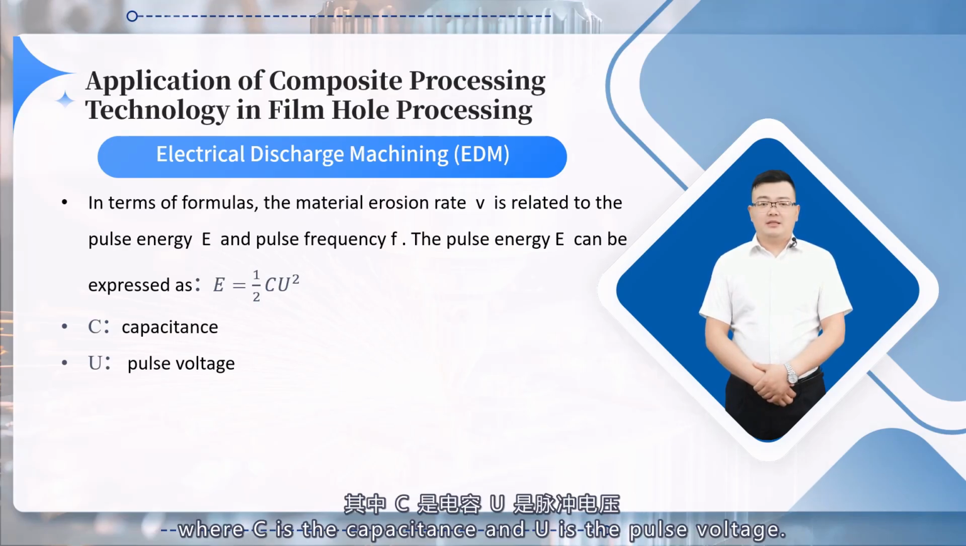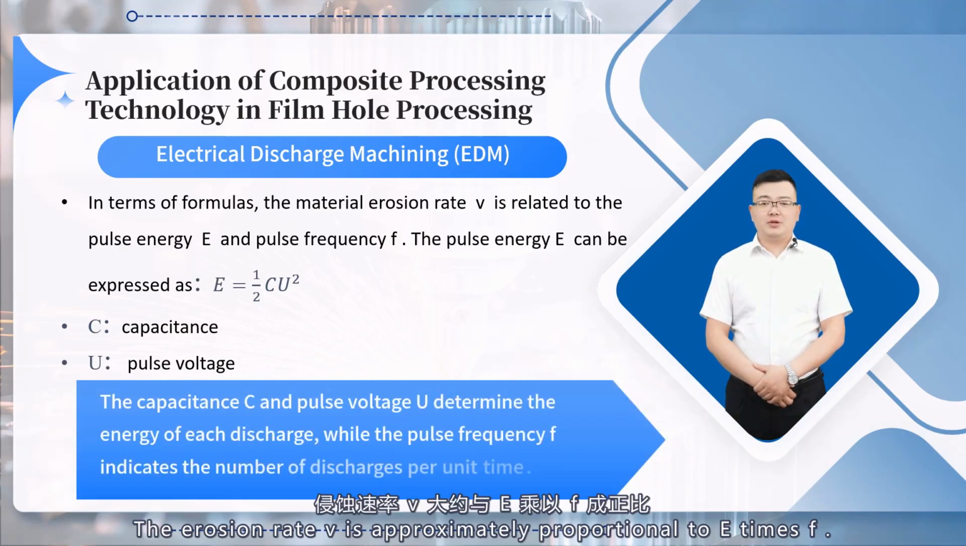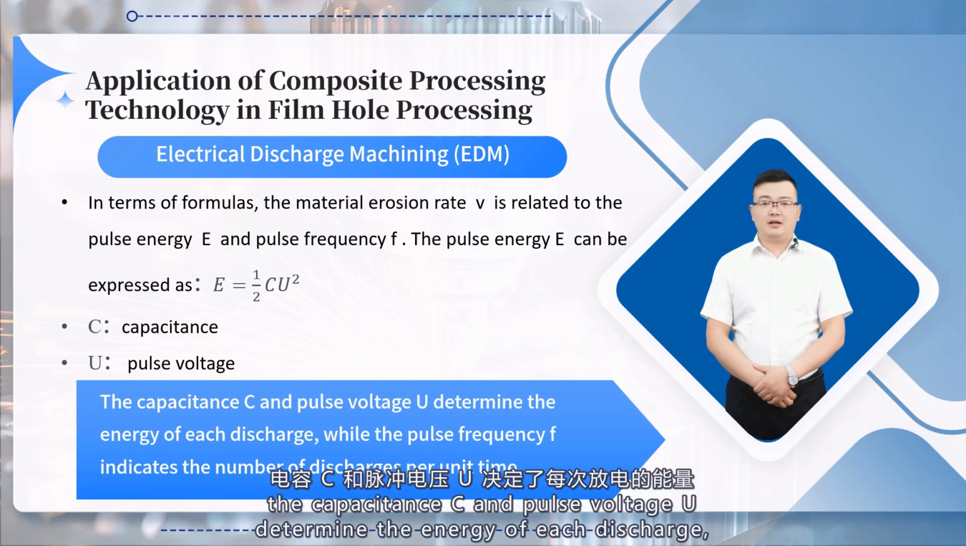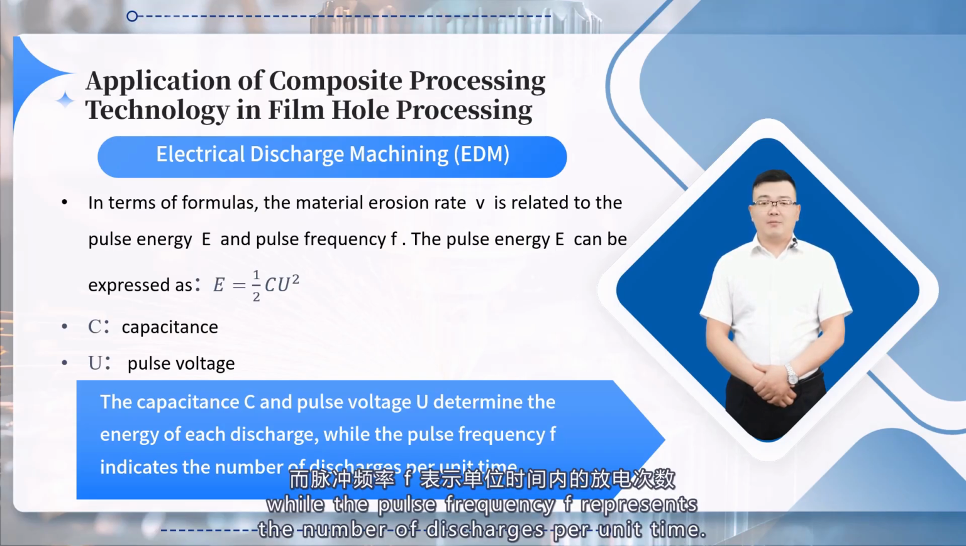is the capacitance and U is the pulse voltage. The erosion rate V is approximately proportional to E times F. Here, the capacitance C and pulse voltage U determine the energy of each discharge, while the pulse frequency F represents the number of discharges per unit time.